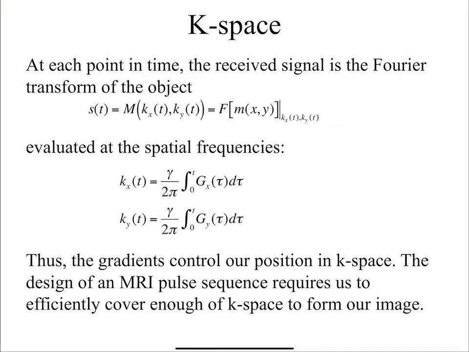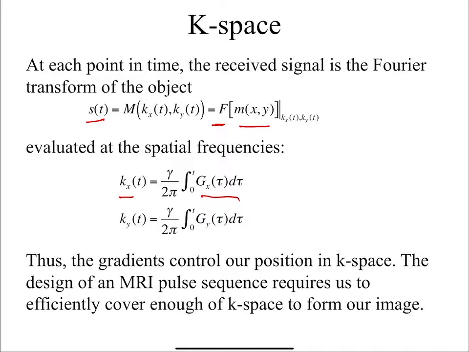And just to remind you, what we discovered last time was that the signal that we measure in MR, the signal S of t, is equal to the Fourier transform of our object, where in this case we're doing imaging, so we've limited to m of x, y. The thing we're going to talk about today is that where we are in k-space is totally determined by the gradients. The formula is kx of t equals gamma over 2 pi times the time integral of the gradient.